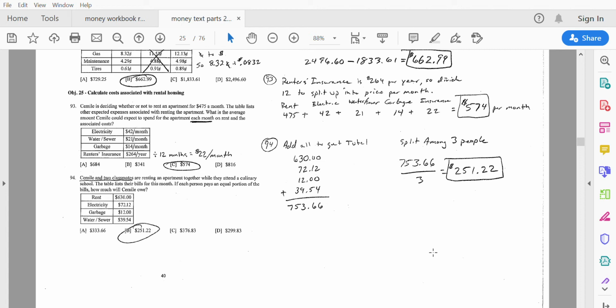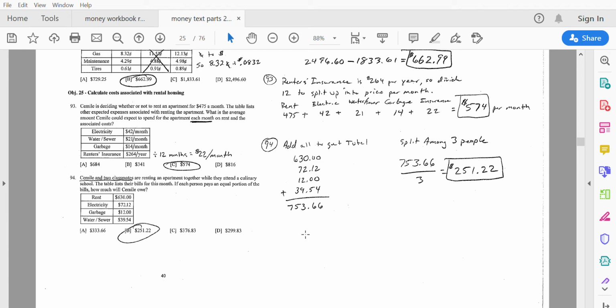Again, if you need to pause and take a look at what I'm talking about and slow it down, go ahead and do that. So number 93: she's trying to decide whether or not to rent an apartment for $475 a month. The table lists other expected expenses associated with renting the apartment. So what is the average amount she could expect to spend for the apartment each month on rent and the associated costs?